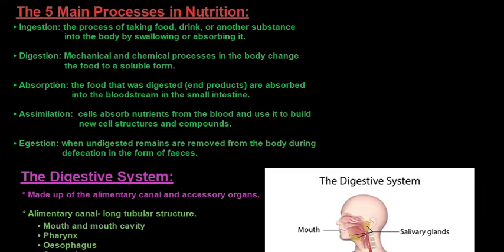in the body that change the food to a soluble form. We'll look at that in a following video. Absorption is when that food was digested, the end products are absorbed into the bloodstream, in the small intestine. Then assimilation is when the cells absorb nutrients from the blood and use it to build new cell structures and compounds. And then egestion is when the undigested remains are removed from the body during defecation in the form of feces.